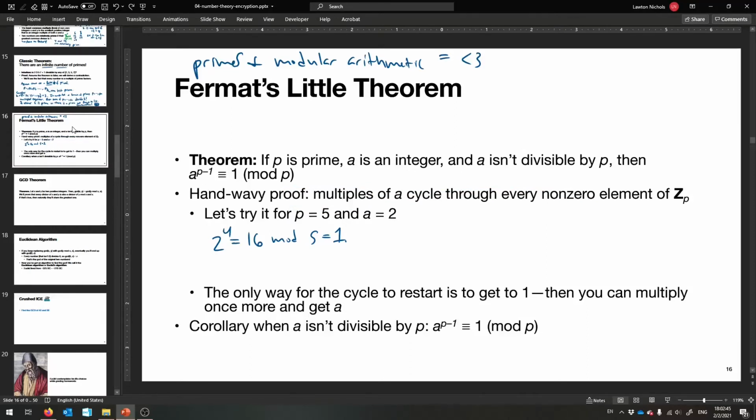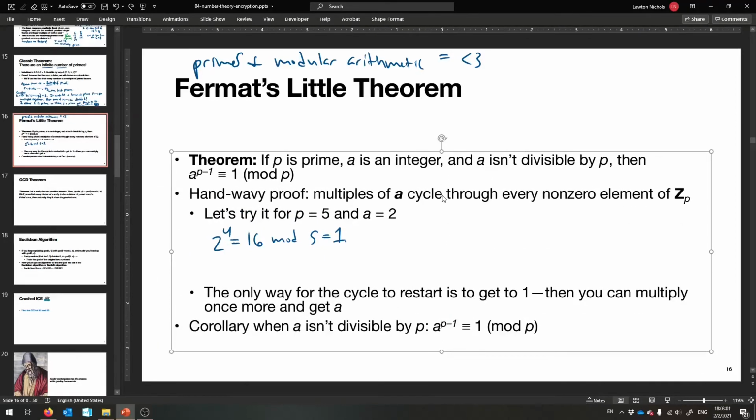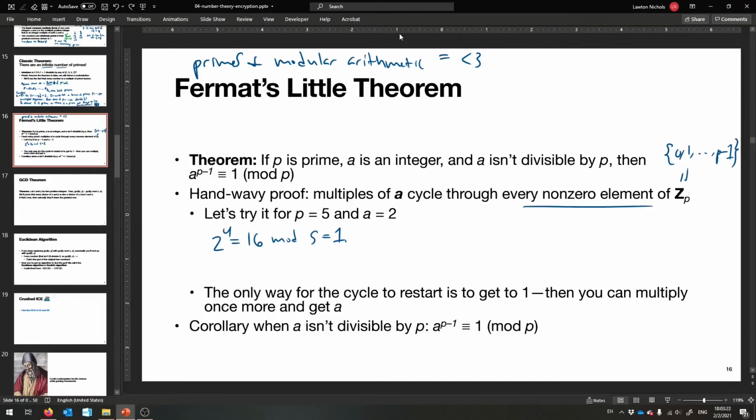My hand-wavy proof to you is that multiples of a is the number itself. Maybe it's hard to read. Maybe I should put this in bold. Multiples of a, the number a, this variable right here. That a. Multiples of that a, they cycle through every non-zero element of Zp. So all the numbers, remember this is all the numbers between 0 and 1 all the way to p minus 1. That's Zp. And we're saying we're forgetting about the 0. So it cycles through every non-zero element of p.